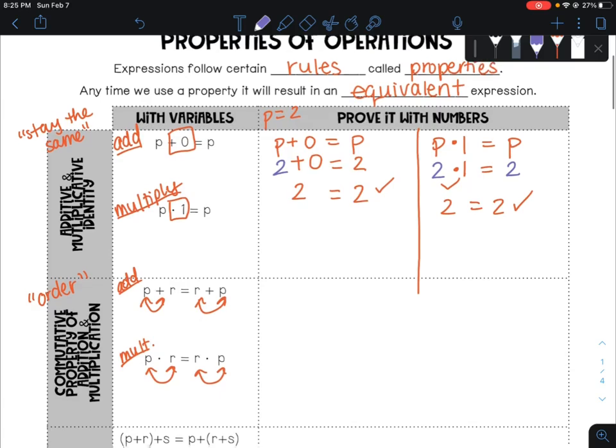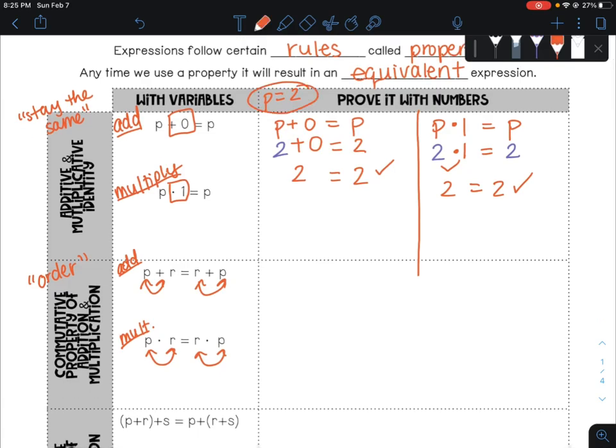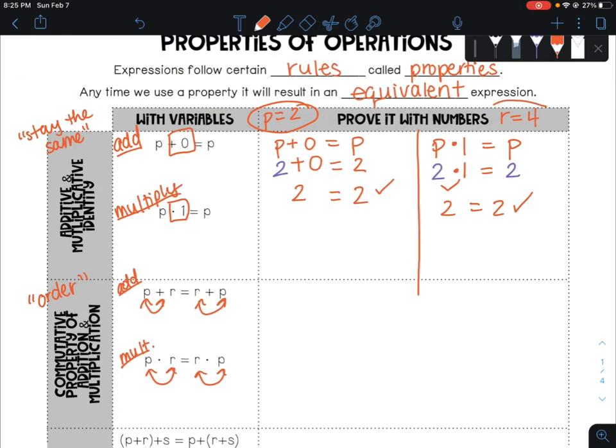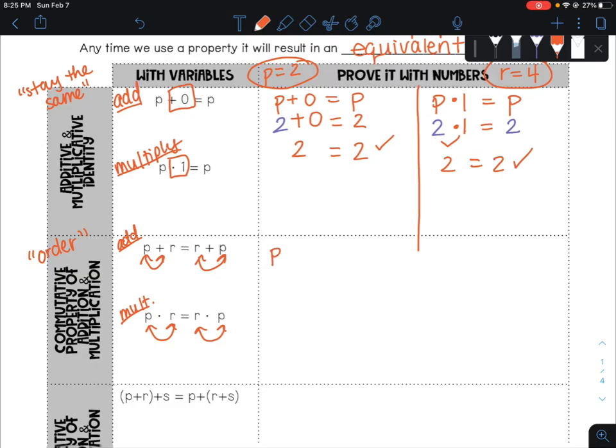Let's try filling out with numbers just to get a better idea of what this means. So we said P is always 2. Let's say that R is always 4. Okay? So P plus R equals R plus P. P is 2, R is 4. And it's supposed to be the same as if we fill in over on this side, R plus P. Okay, so check each side. 2 plus 4 is 6. 4 plus 2 is 6. And they are definitely equal. So that one works out as well.